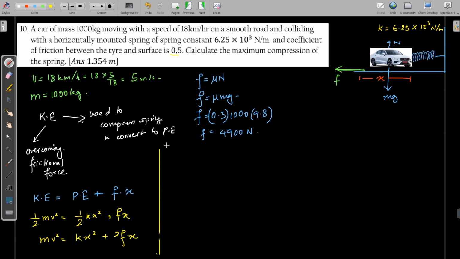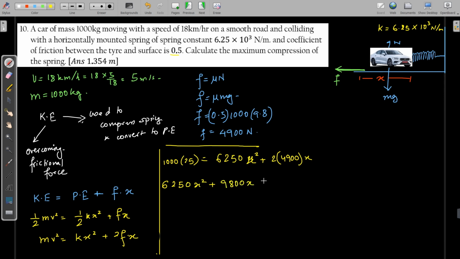Mass is given as 1000. Velocity is given as 5, square 25. K is given, so 6250 x square, plus force of friction is given as 2 into 4900 x. So we are getting 6250 x square plus 9800 x minus 25000 is equal to 0.